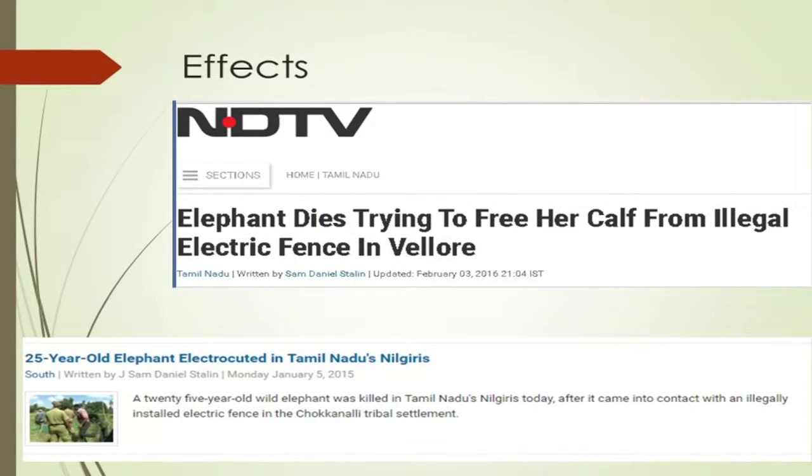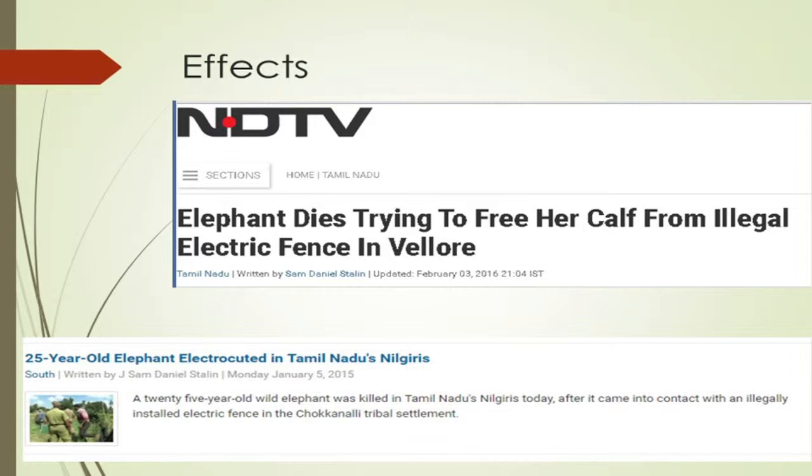But what we are seeing now is people are not following the rules. There are 440 volts going through these electric fences, and when they come into contact, it is not just the elephants, but sometimes humans also die as a result. And just recently, there were instances where very high voltage was running through these fences causing this.